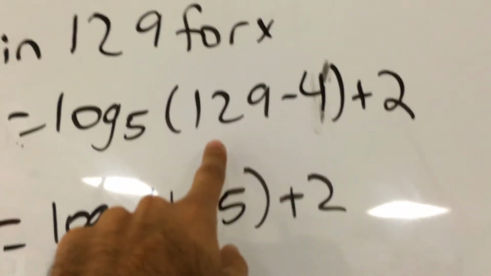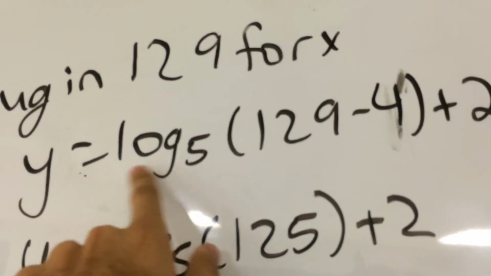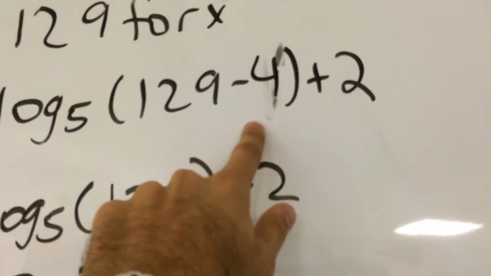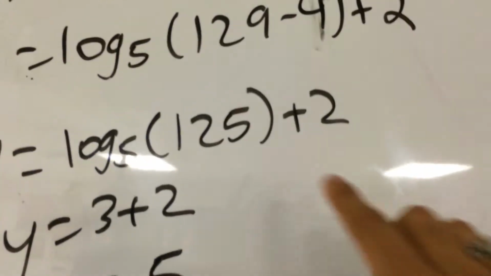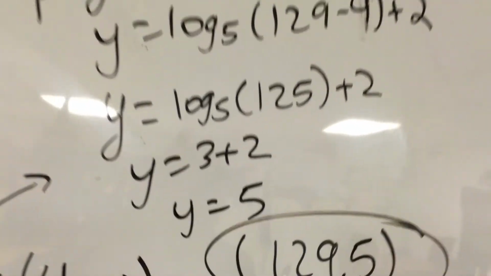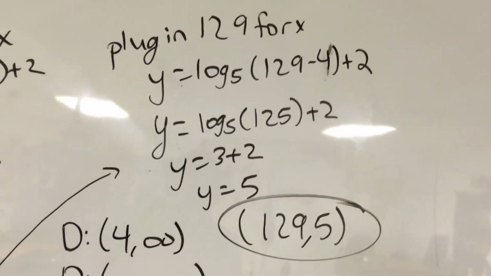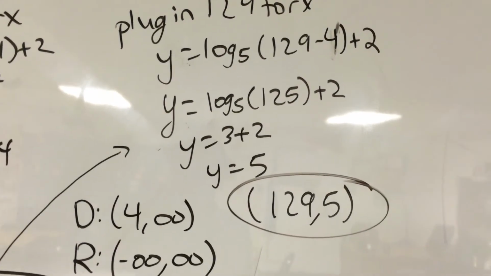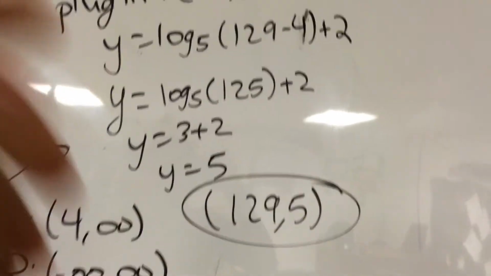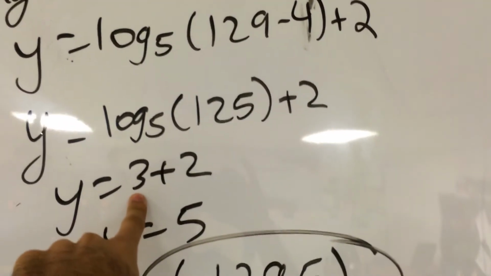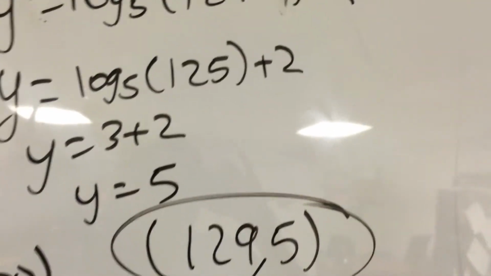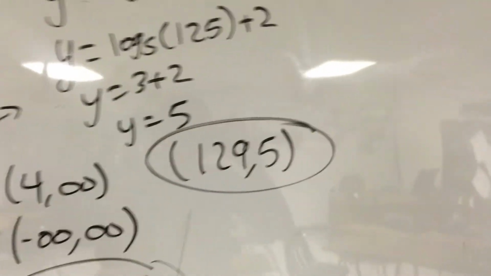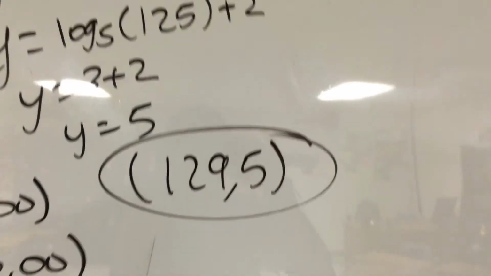I plug in 129 for x. So I've got y equals log base 5 of (129 minus 4). 129 minus 4 is 125. So now it says log base 5 of 125. 5 raised to what power gives me 125? Obviously 3. 3 plus 2 is 5. So y equals 5. And I've got my other coordinate, (129, 5).